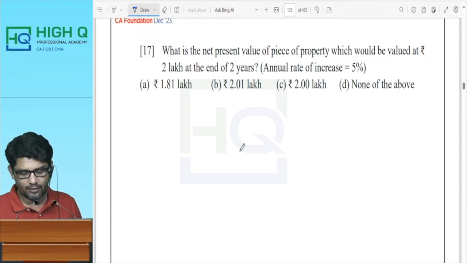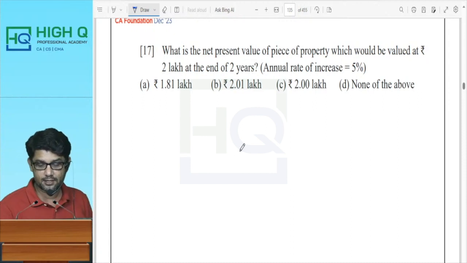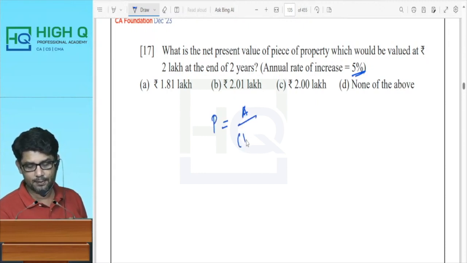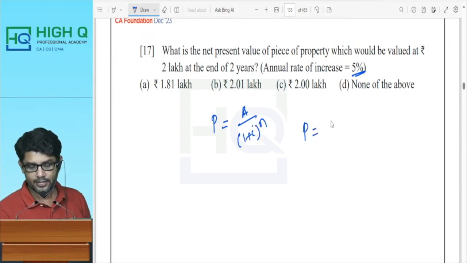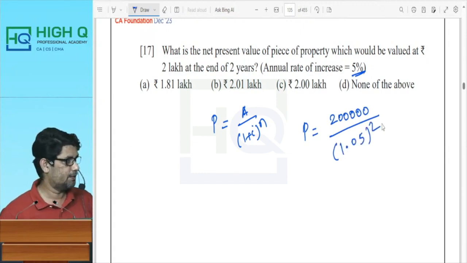Next. What is the net present value of a property which would be valued at 2 lakhs at the end of 2 years? The annual rate of increase is 5%. You want to know the simple method? I'll tell you the simple method. The trial and error method is a simple method. The rate of interest is 5%. They ask you to find out the present value. The actual formula method is A by 1 plus I whole power n. A is nothing but 2 lakhs divided by 1.05 whole square. This you can proceed.